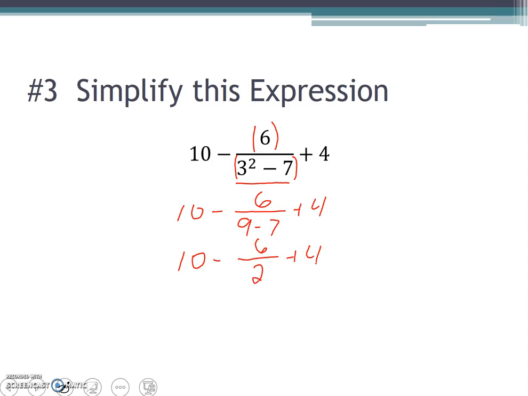I also do not have any exponents here, so I'm going to multiply or divide. This is a fraction here, and so I'm going to divide 6 divided by 2. So we have 10 minus 6 divided by 2 is 3 plus 4. If I continue with the order of operations, the next thing is the adding and subtracting, but it's going to be from left to right. And so I'm going to actually go 10 minus 3 first, which is 7, plus 4, and 7 plus 4 is 11. And so my final answer here is 11.